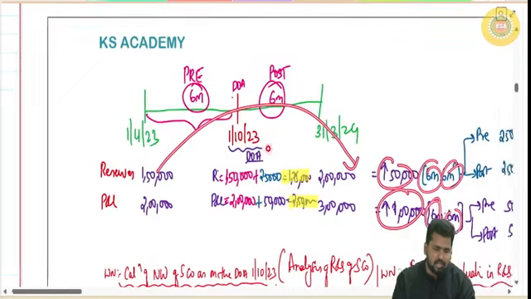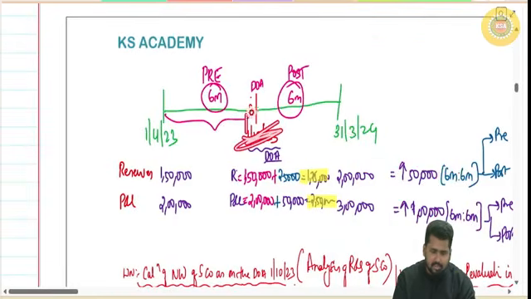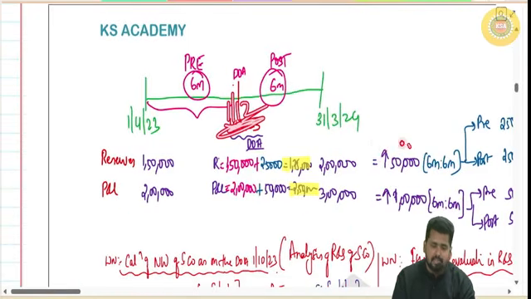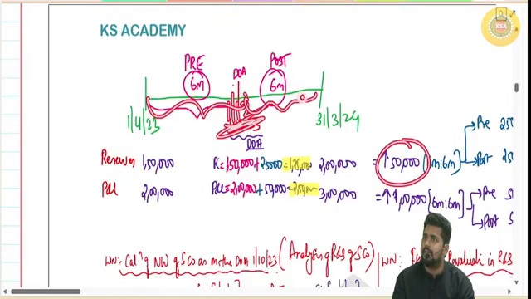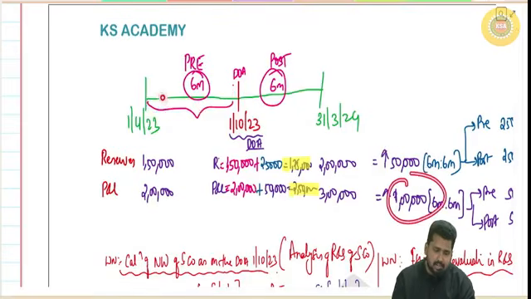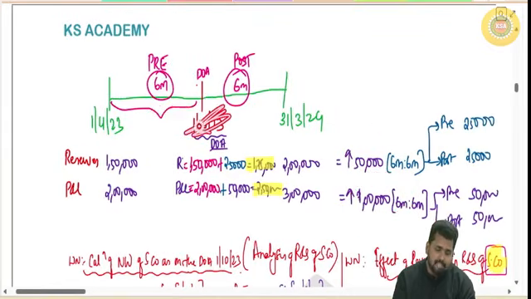I'll ask you one question. Listen, if the date of acquisition is on 1st December, correct? Then this 50,000 should be divided in what ratio? 8 is to 4. Clear? This 1 lakh increase should be divided in what ratio? 8 is to 4. Clear? If the date of acquisition is 1st January, then what is the ratio?